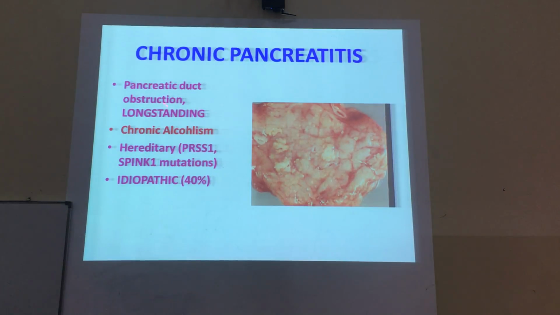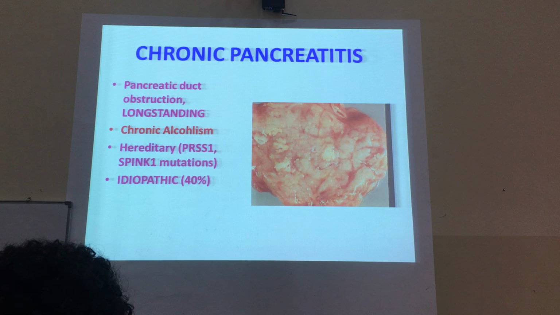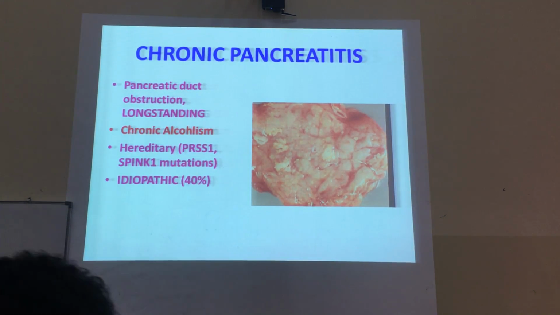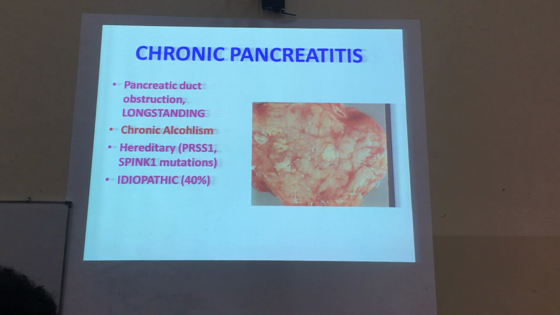Then for chronic pancreatitis, the most common cause is pancreatic duct obstruction by gallstones, by tumor, for example carcinoma of the head of the pancreas, carcinoma of the bile duct, or any stone. Anything which is causing bile duct obstruction or pancreatic duct obstruction, especially at the lower point, can lead to chronic pancreatitis. There is also chronic alcoholism.